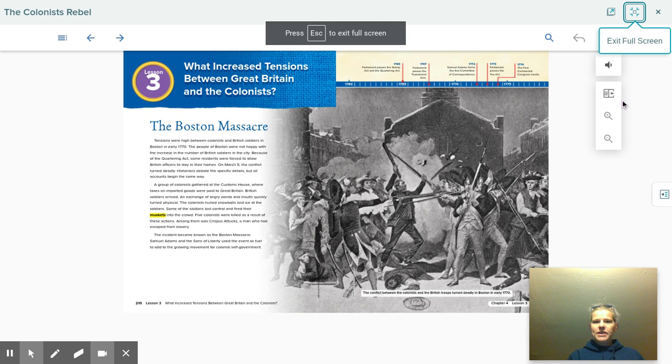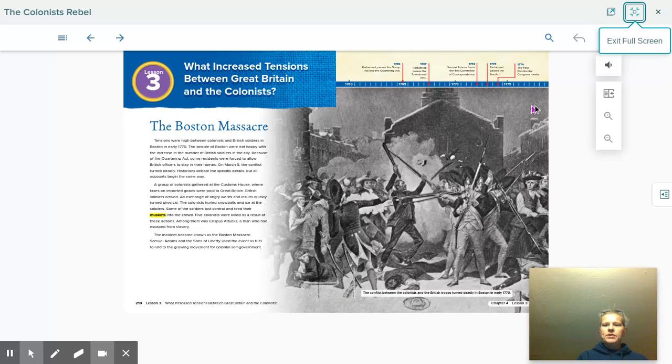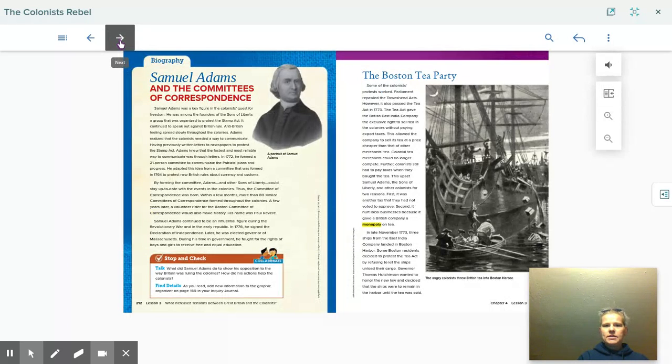Good morning, fifth grade. So we're going to go ahead and continue with chapter 4, lesson 3, and it's the Colonists Rebel. So we're going to talk a little bit about the Boston Massacre, the Boston Tea Party. So let's go ahead and take a quick look first at the timeline.